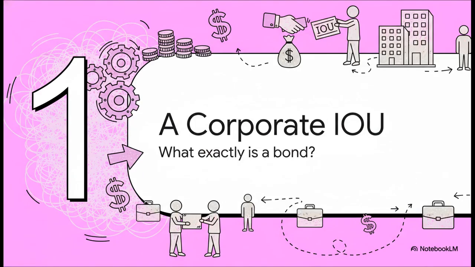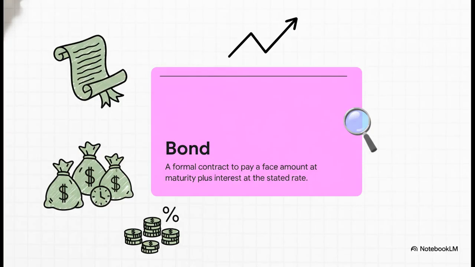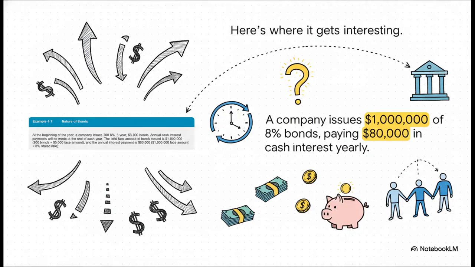All right, first things first. At its absolute core, a corporate bond is really just a fancy IOU. It's a company's way of borrowing money directly from the public instead of going to a bank. Now, the official textbook definition calls it a formal contract. It says the company has to pay back a face amount on a specific maturity date, and along the way, it has to pay interest at a stated rate. And those three things right there, face amount, maturity date, and stated rate, they're basically the DNA of every single bond.